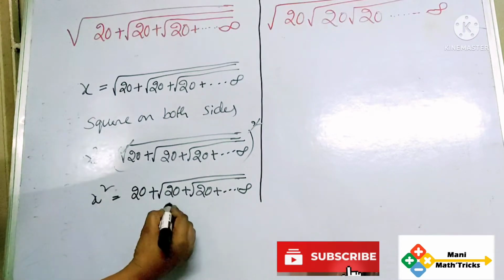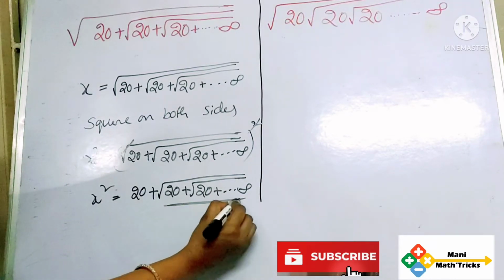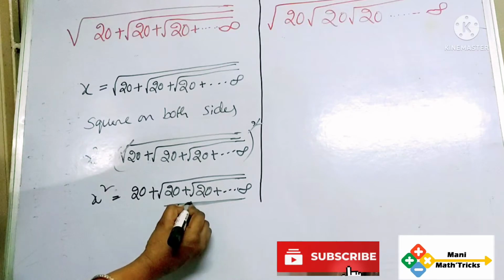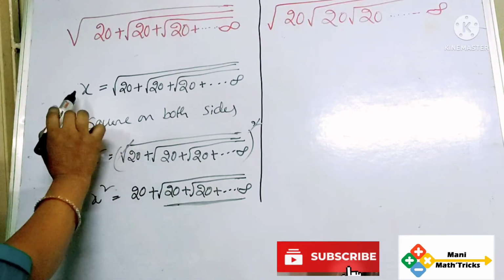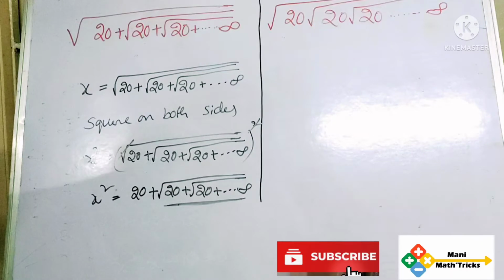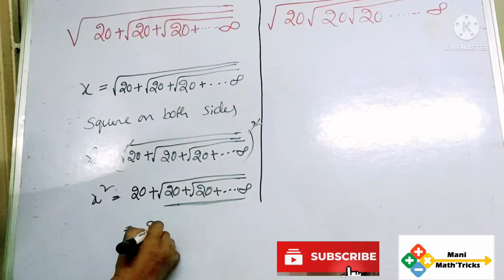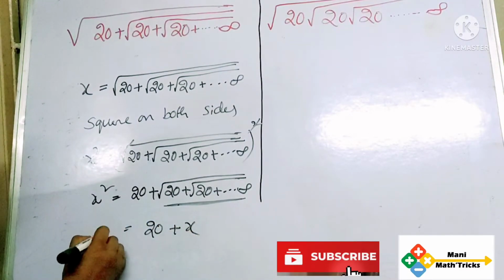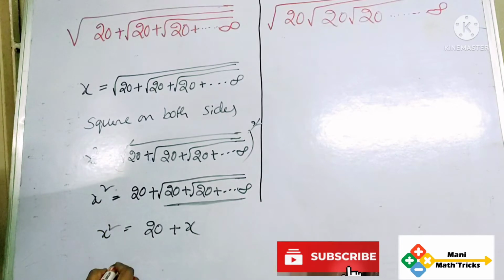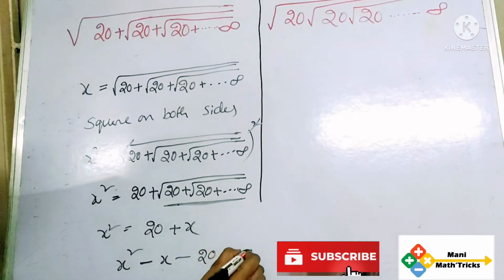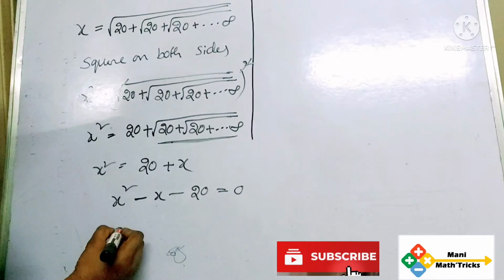Now if you see here, this part can be substituted as x because we have assumed that value as x. So 20 plus x, here it will become x square. Now bring all of them to one side. x square minus x, this 20, if you bring it over it will become minus 20. Now this becomes a quadratic equation. Now let's find factors for this.